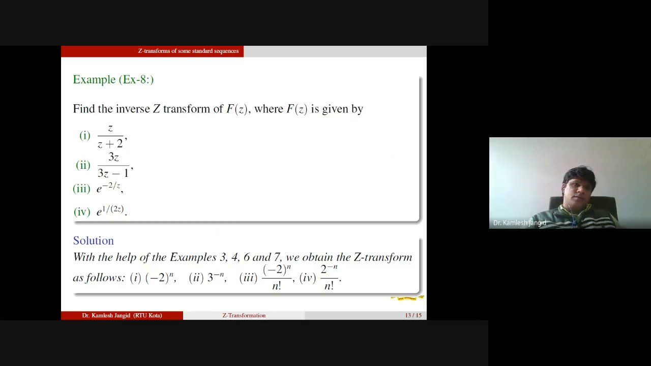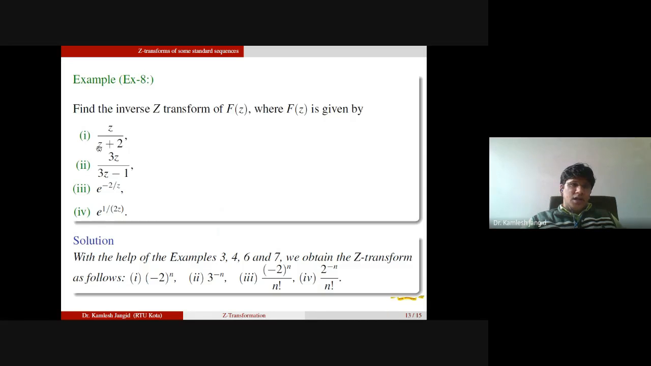Let us see the inverse part of the z transformation. Find the inverse z transformation of F(z), where capital F(z) is given by z upon z plus 2, 3z upon 3z minus 1, e raised to the power minus 2 upon z, and e to the power 1 upon 2z. With the help of the previous examples 3, 4, 6, and 7, we obtained the z transformation. We obtain the inverse z transformation as follows.